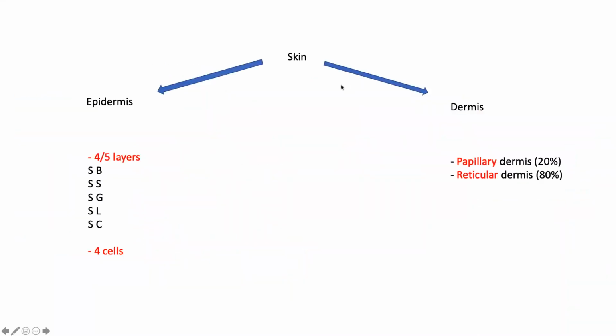So now we know the skin is made of epidermis and dermis. Depending on which skin we look at, for thick skin, which means the skin of the palm or the sole of the foot, they will have 5 layers. And for thin skin, the rest of the body, they will have only 4 layers. The missing layer will be stratum lucidum. The dermis has 2 layers, which are papillary dermis and reticular dermis.